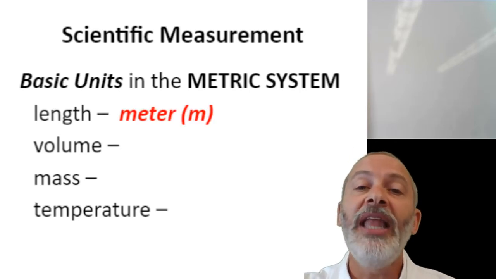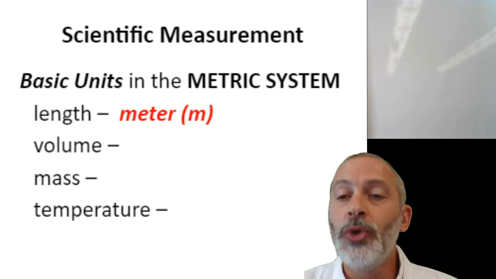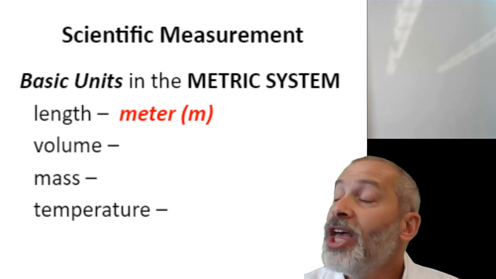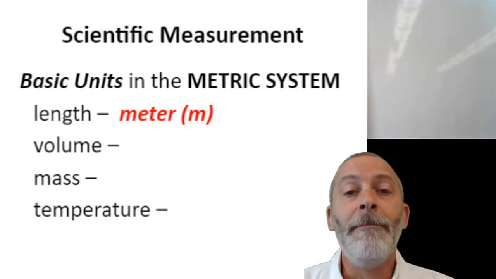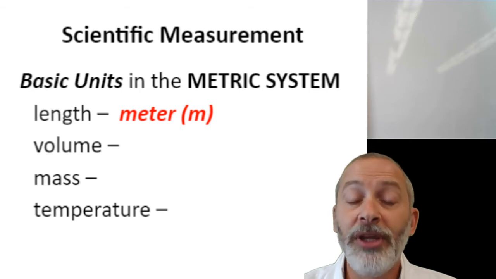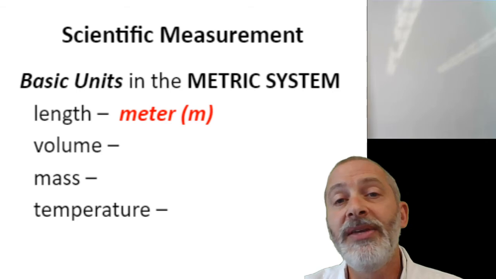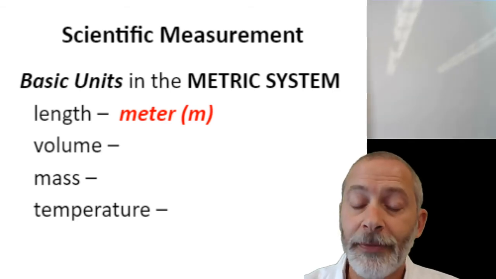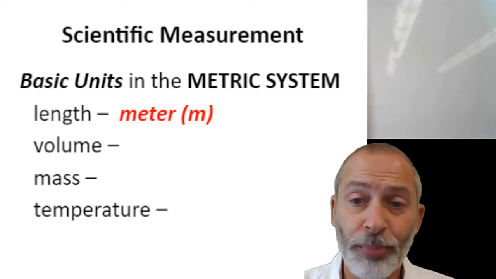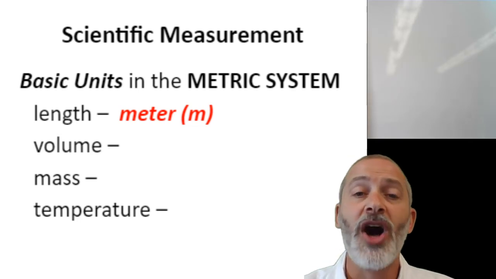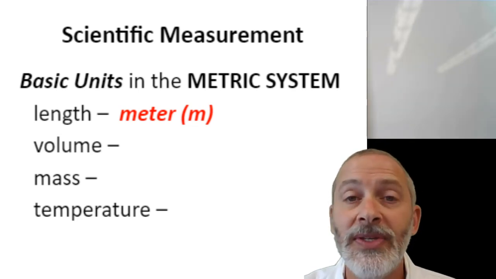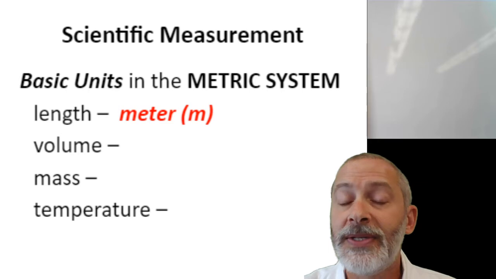So beginning with length, the basic unit of measurement is the meter. The meter can be abbreviated with the letter M. So meter is the basic unit of length. Volume. You're probably very familiar with volumes like gallons, quarts, pints.